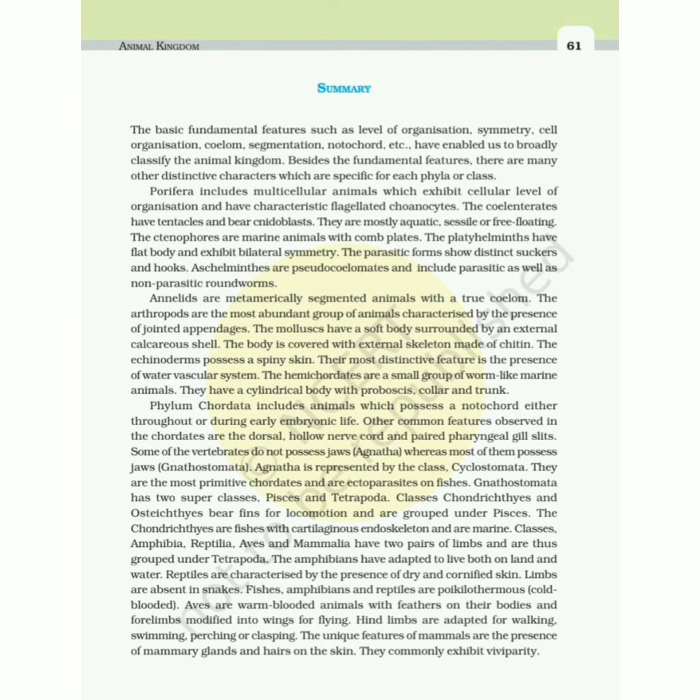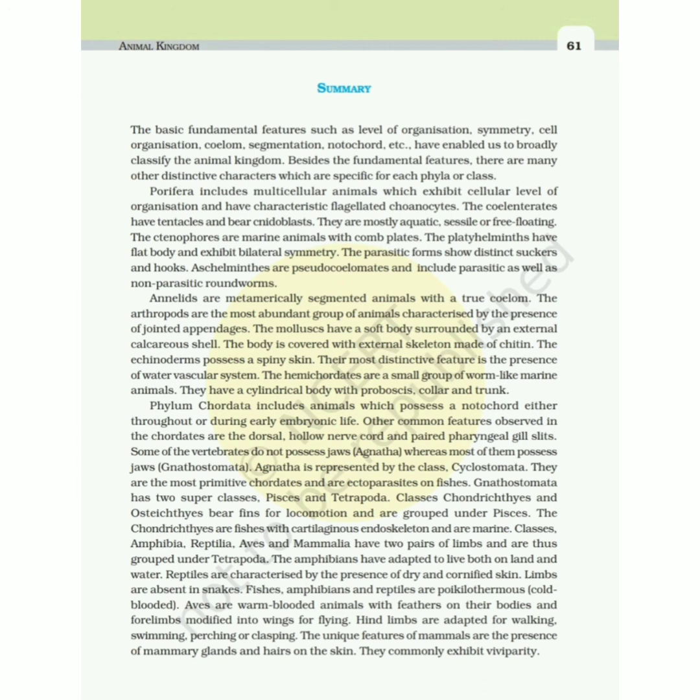The hemichordates are a small group of worm-like marine animals. They have a cylindrical body with proboscis, collar and trunk. Phylum Chordata includes animals which possess a notochord either throughout or during early embryonic life. Other common features observed in the chordates are the dorsal, hollow nerve cord and paired pharyngeal gill slits. Some of the vertebrates do not possess jaws, Agnatha, whereas most of them possess jaws, Gnathostomata. Agnatha is represented by the class Cyclostomata. They are the most primitive chordates and are ectoparasites on fishes.